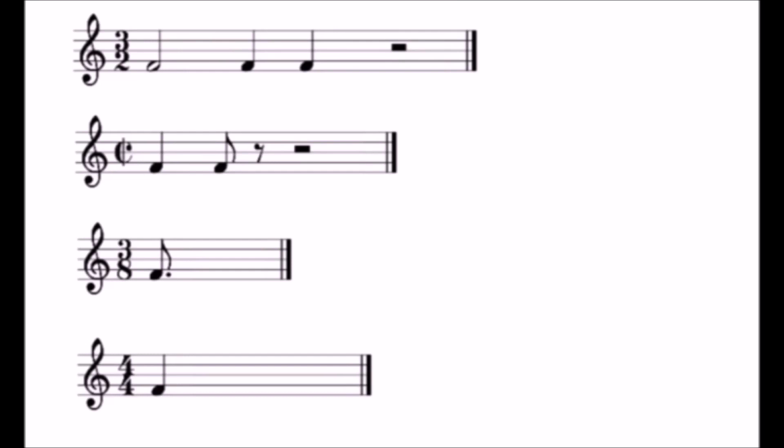In the third example, in 3/8 time, you have a dotted quaver, 1.5 quavers. So to finish off the second quaver, you would need a semiquaver rest, and then to complete the third quaver, a separately written quaver rest, like this.